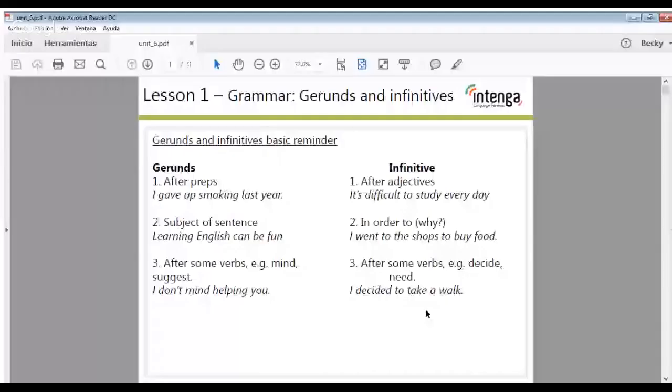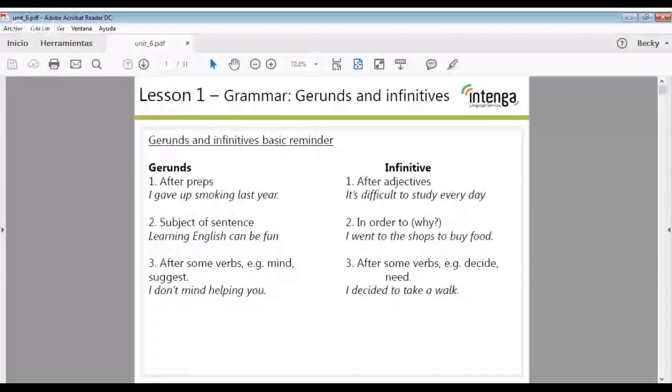Here we go. Okay, so what we're going to do is just review a little bit of what we saw the first time, very quickly, and then we'll continue and hopefully finish today. If not, it's obviously not a problem. Okay, so, gerunds and infinitives. What do you know about gerunds and infinitives, Rafa?